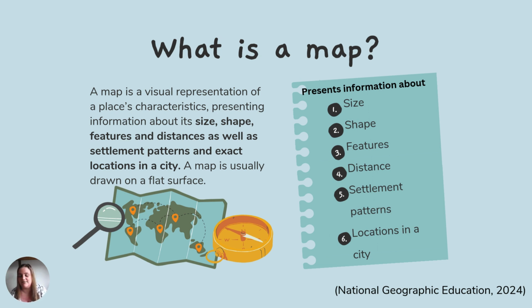Look on the side, I've included a sticky note of what the map represents information about: the size, the shape, the features, the distance, the settlement patterns, and locations in a city. And a map is usually drawn on a flat surface, so a piece of paper or a flat piece of wood, whichever they desire to draw the map on, as long as it's flat.